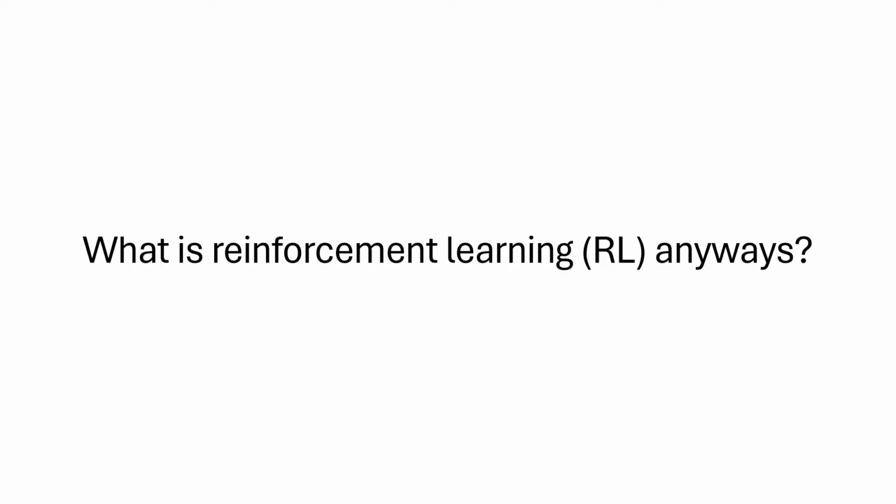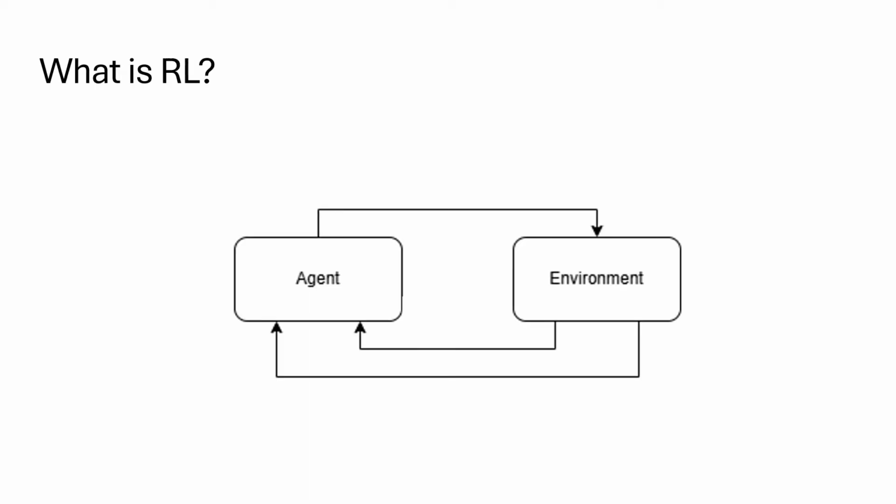What is reinforcement learning, anyways? Reinforcement learning is a machine learning method that focuses on optimizing the way an agent interacts with a given environment to complete a particular task. The agent interacts with the environment through an action, setting the environment into a particular state, and receiving a reward based on how good this action is.